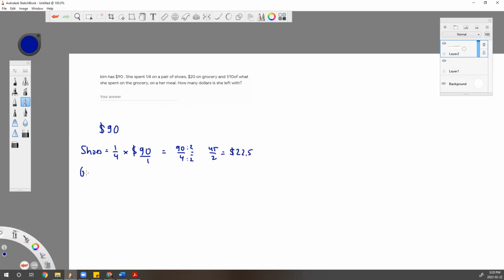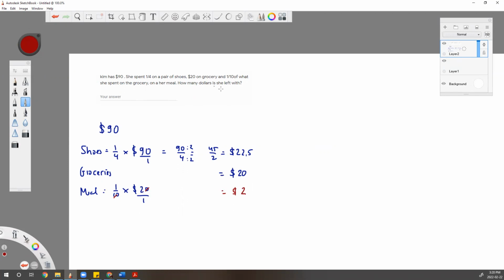$20 on groceries, so you don't have to calculate anything, right? You don't have to put a fraction at all. And now 1/10 of what she spent on groceries is for her meal. So meal is 1/10 of groceries. What is groceries? $20, and put it over 1. And by the way, before you multiply, you can just cross this out, right? So 2 only.